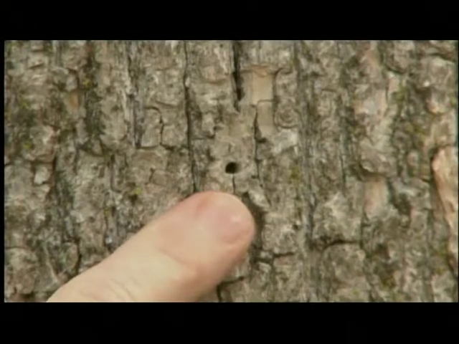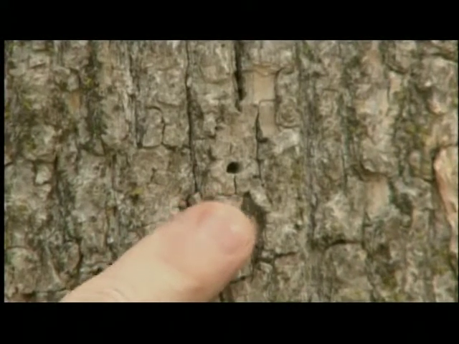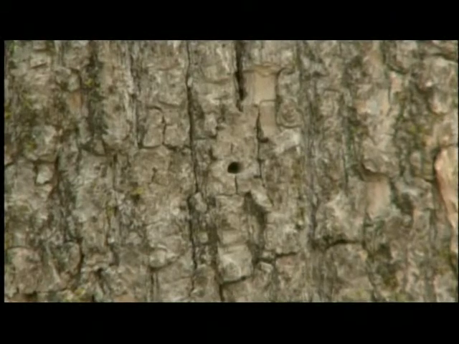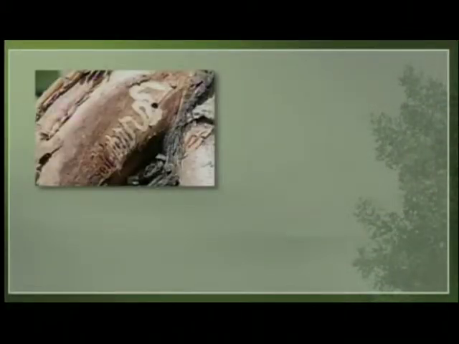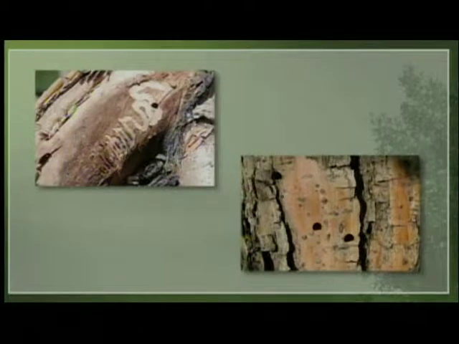The other EAB sign is the exit hole. In the early summer, the adult beetle chews its way out of the tree, leaving behind a small hole. The hole is about 1/8 of an inch wide and is shaped just like the capital letter D. This D-shaped exit hole can be in any direction. If these two signs are both seen on an ash tree, it's likely that emerald ash borer is present, and it wouldn't take very long before a larva or adult beetle was found in or on the tree.